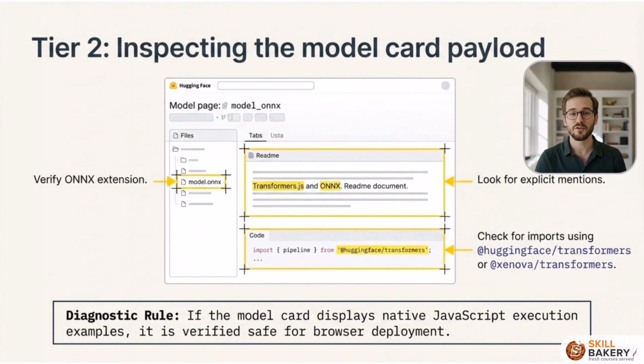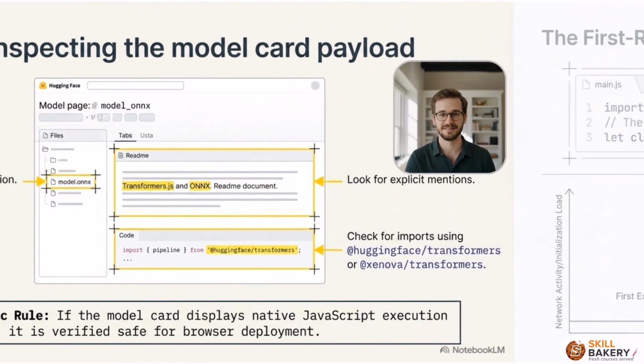When inspecting a model, check the model card payload for an ONNX extension and explicit mentions of Transformers.js. If you see native JavaScript execution examples, the model is verified safe for deployment.